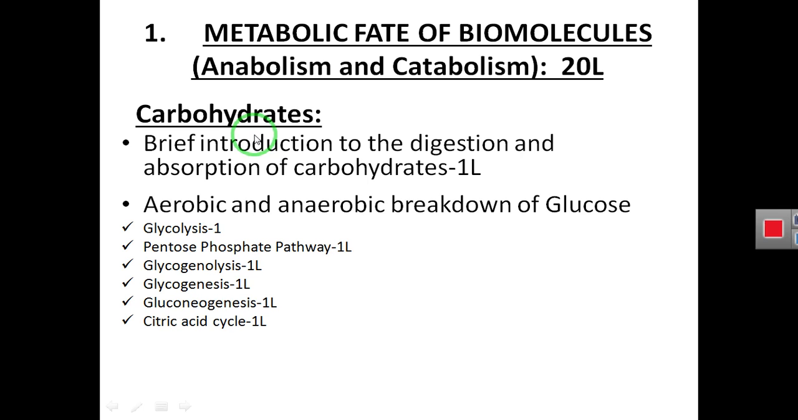Like the first topic would be carbohydrate. First, we will be studying a brief introduction to the digestion and absorption of carbohydrate, that I will complete in one lecture, and then after that we will be studying catabolism and anabolism of carbohydrate, and this would be completed in a total of 6 lectures.